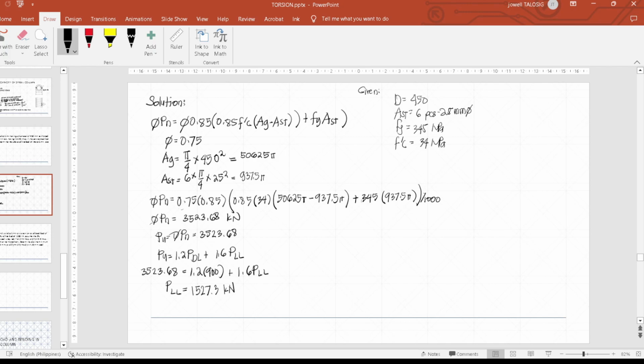Alright, so I hope na gets po ninyo this formula based, no? So, kaya nyo na yan, class, no? So, I believe in you. You got this, no? So, next is problem number 4.